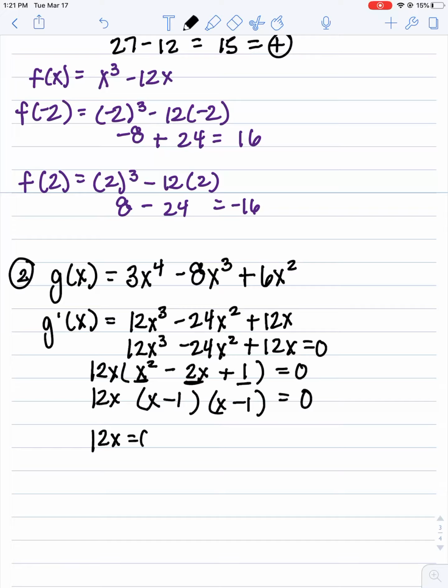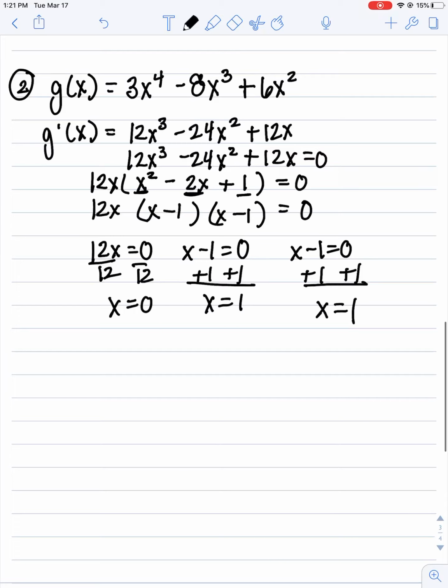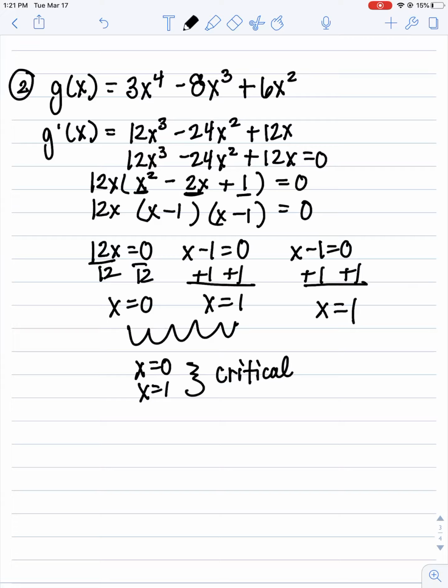I now take all three factors and set them equal to 0. Divide by 12, x equals 0. Add 1, x equals 1. Add 1, x equals 1. So technically we have 3 critical values, but we have 2 distinct critical values. So my critical values are x equals 0 and x equals 1, which means, again, they are possibly maxes and minimums.